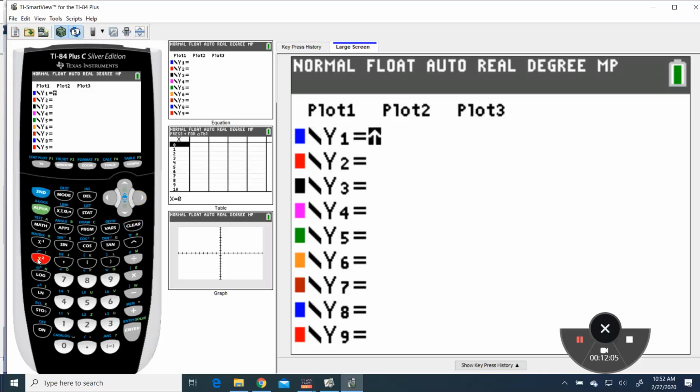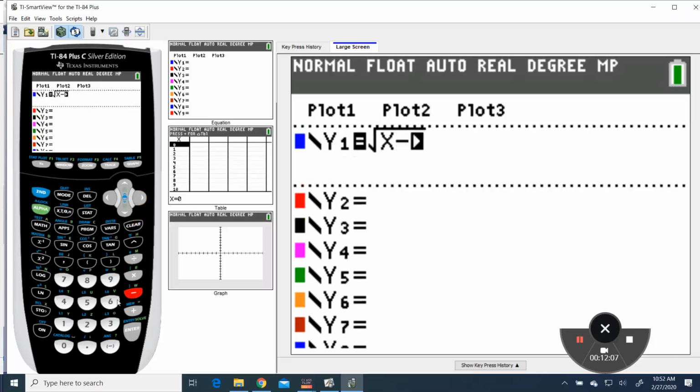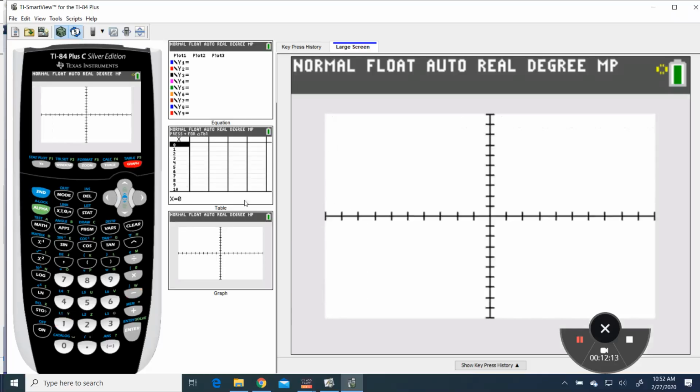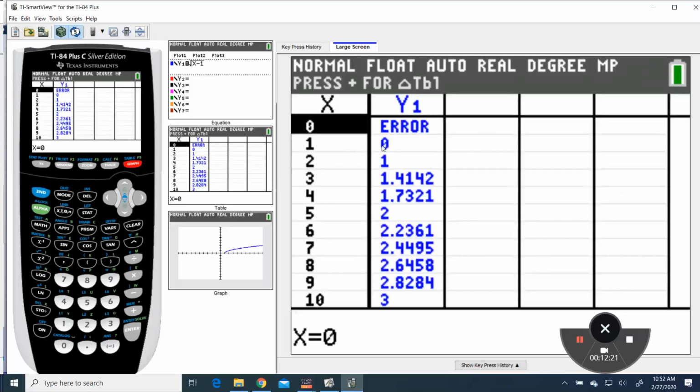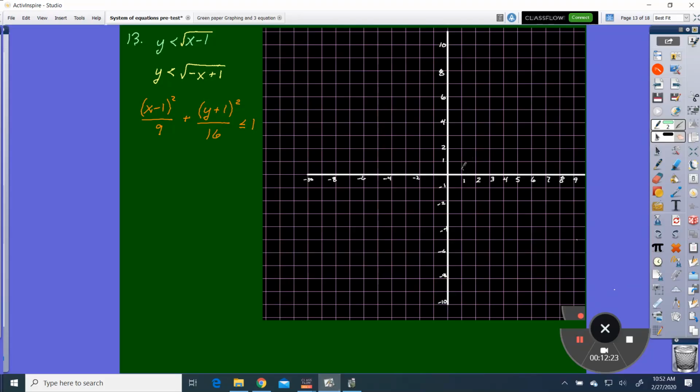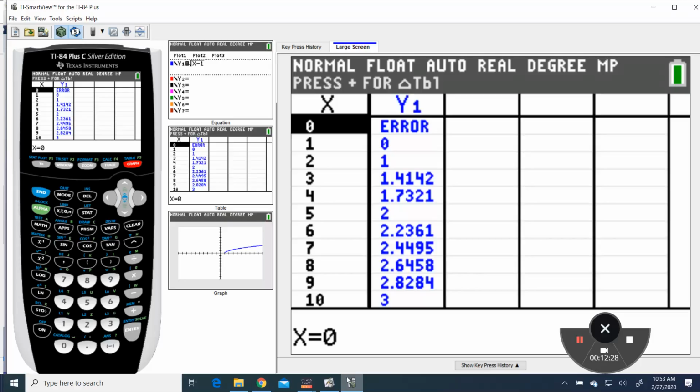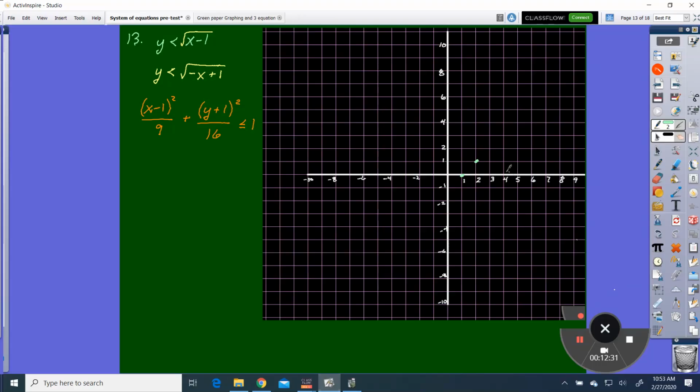So square root x minus 1. Graph. So there it is. It starts at 1. I hit second table. That's going to give me some points. So at 1 it's 0. At 2 it's 1. At 5 it's 2. At 10 it's 3. This is a dotted line because it has a less than. So there it is.